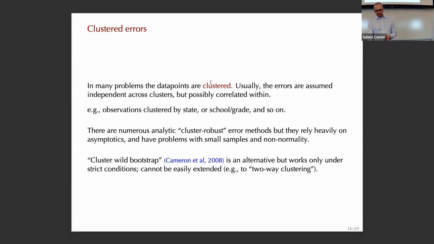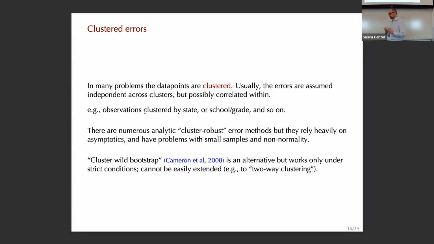So what are clustered errors? Well, if you deal with data, sometimes you know that the data come from a state, or from a school or a grade, and applied researchers are sometimes worried that the errors might be clustered by state, by school, or by grade. What this means is that there might be some idiosyncratic components of the errors, specific to the school, specific to the grade.